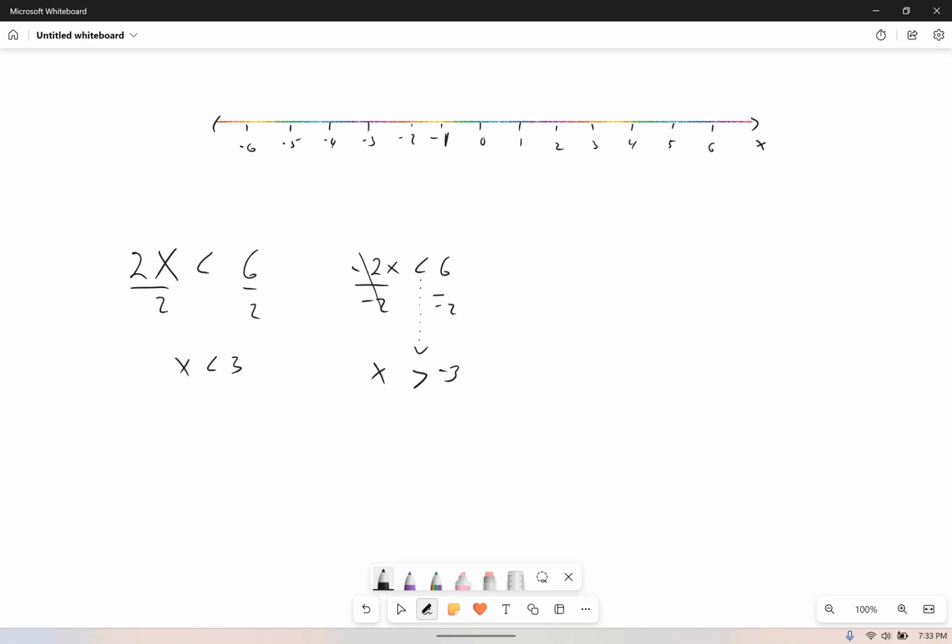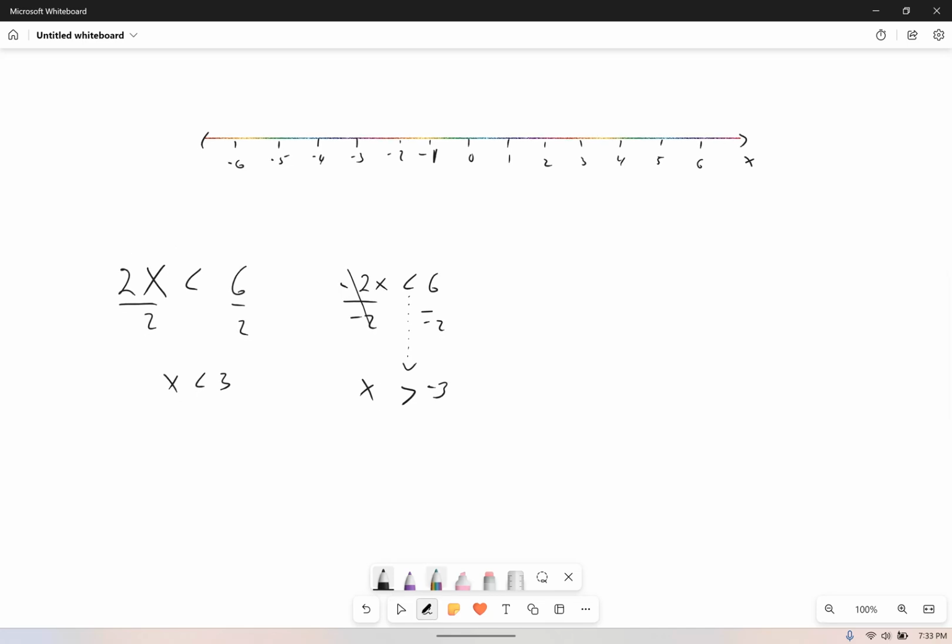But for the long and short of this entire video, if you divide by a positive, like we did in the first example, we divide by a positive 2, the inequality sign does not change. And if you divide by a negative, like we did in the second example, the inequality sign will change direction. So that's it. That's the long and short.